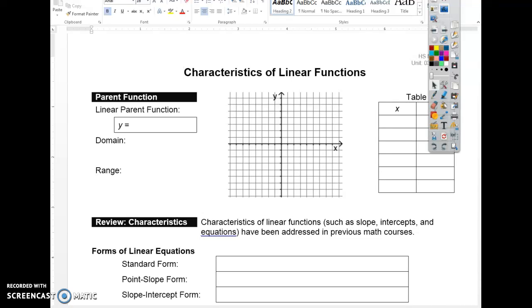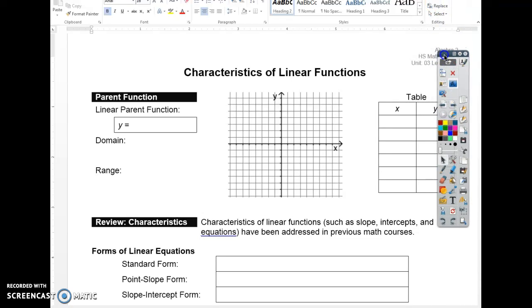Okay, so first we're going to work with the front page, which is the linear, the linear characteristics of functions. And all you're doing is just writing whatever I write. So if I write, you write. So over here, they're asking us for the linear parent function, and we learned this on Friday. What is the equation of a linear parent function?